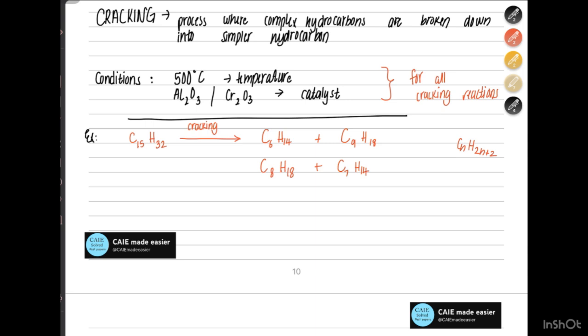Now I want to give you another example. C4 is already simple. Maybe C20H42. Try to identify three equations for this. You can do this on your own. It's really easy. You just have to make sure that on the right-hand product side the numbers of carbon and hydrogen balance out. Carbon should add up to 20 and hydrogen should add up to 42.